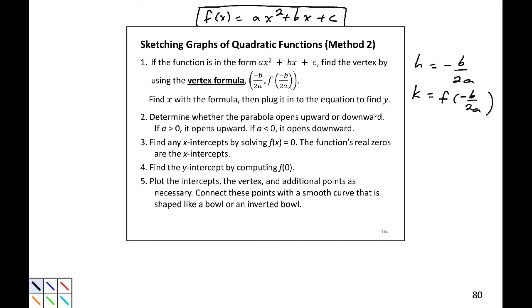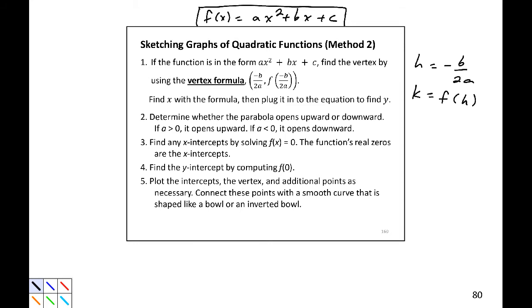So once we find our h value using negative b over 2a, we will evaluate the function at the value h to find the k. Find x with the formula, then plug into the equation to find y. Determine if the parabola opens upward or downward. If a is greater than 0, it opens upward. If a is less than 0, it opens downward.